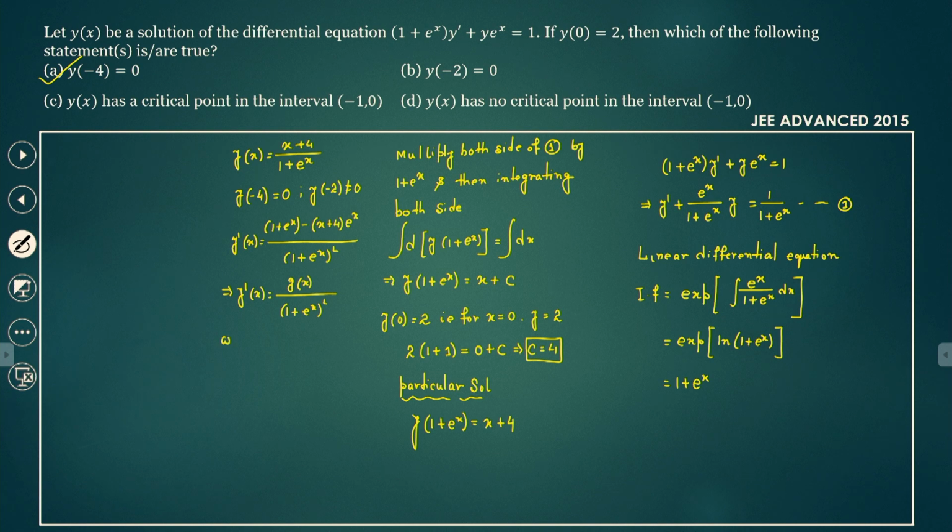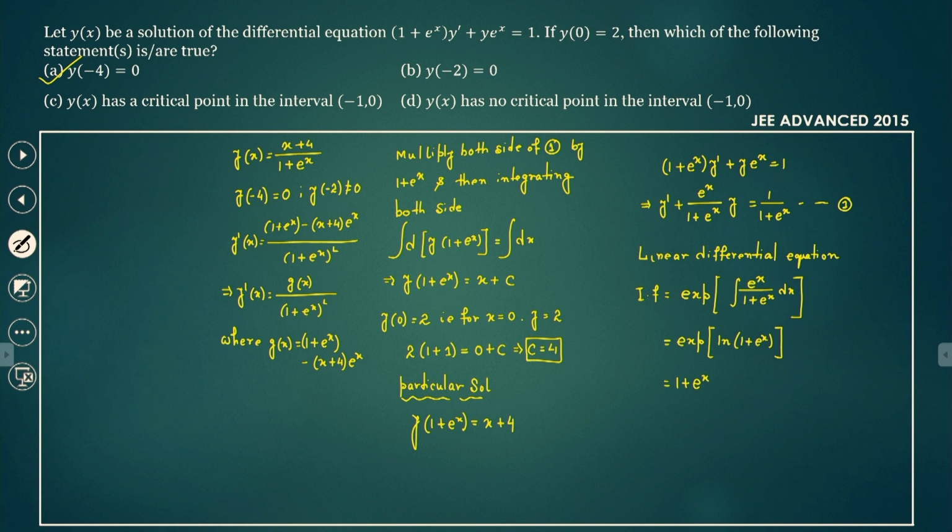So where g(x) is equal to 1 plus e to the power x minus (x plus 4) and e to the power x. That's it. So this is the function g(x). Now why do we consider g(x)?